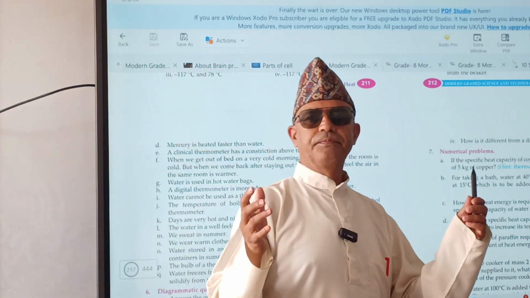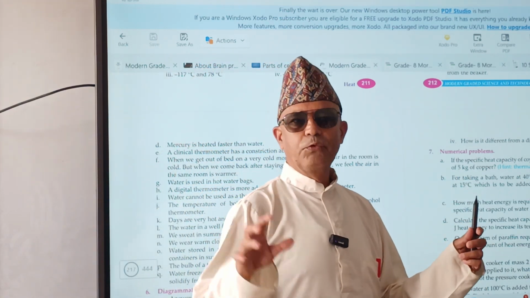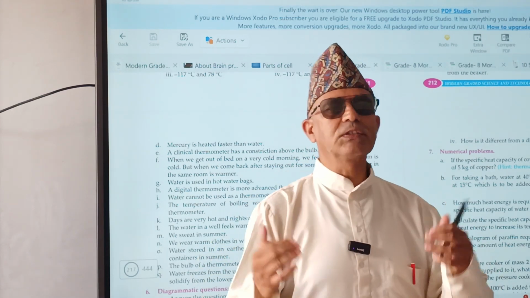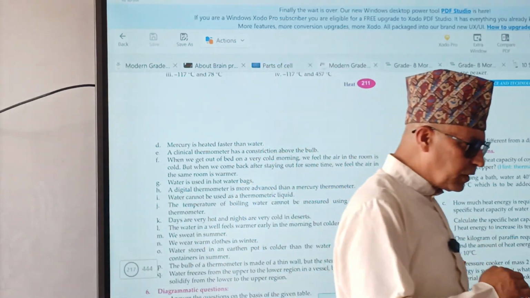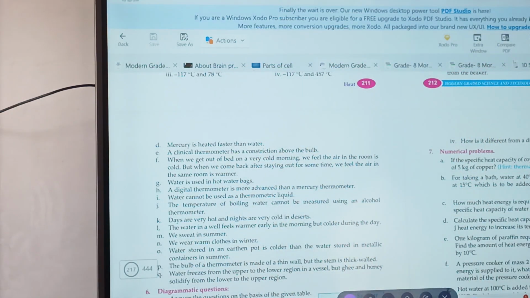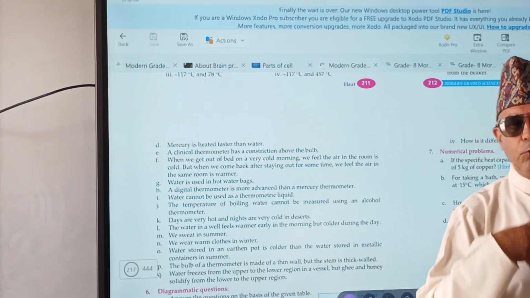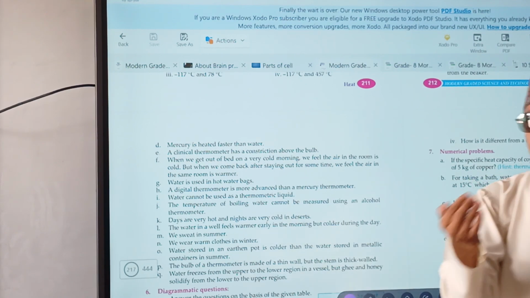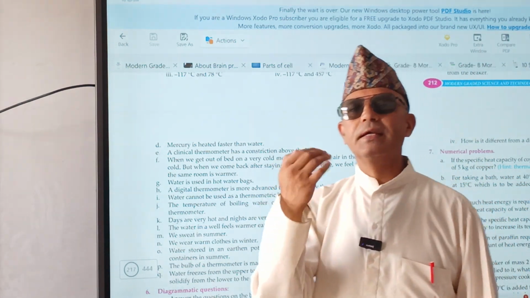When you get up early in the morning, we feel the air is cold. Why? Why do we feel hot or cold? What's the reason? The temperature doesn't match. And next thing, when we feel cold, it means our body loses heat. When we feel warm, it means our body gains it.